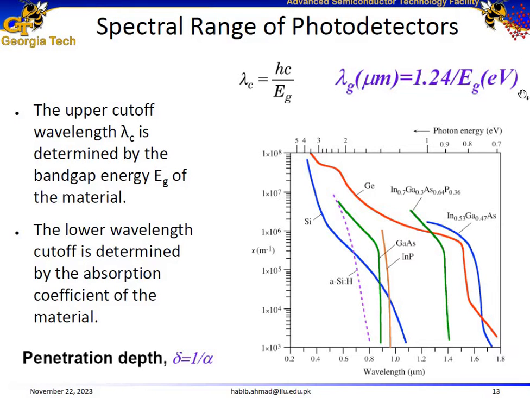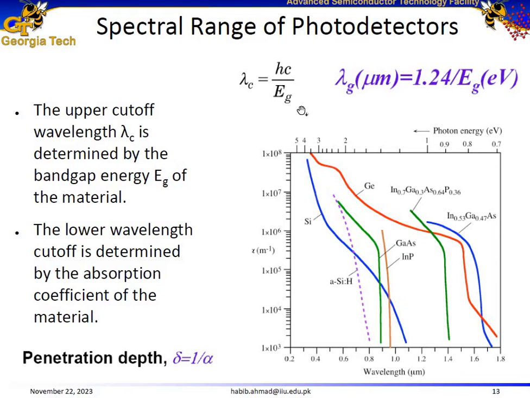of the semiconductor. For example, the upper cutoff wavelength for silicon would be equal to 1.24 divided by the band gap of silicon, which is 1.1 electron volt. So the upper cutoff wavelength for silicon would be around 1100 nanometers. So essentially the upper cutoff wavelength is dictated by the band gap of the semiconductor.